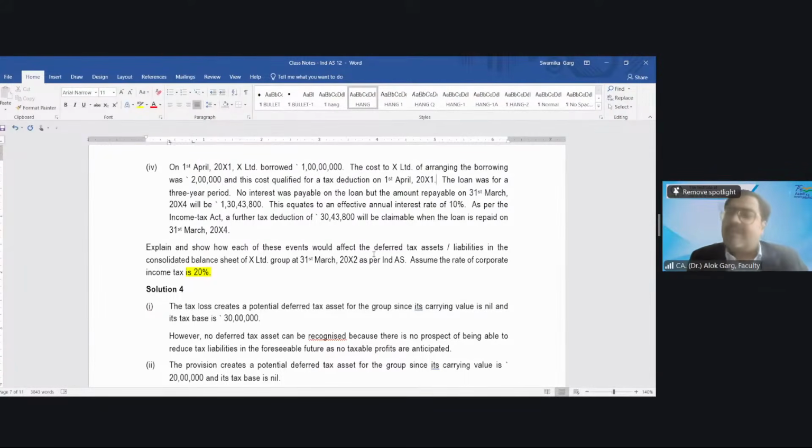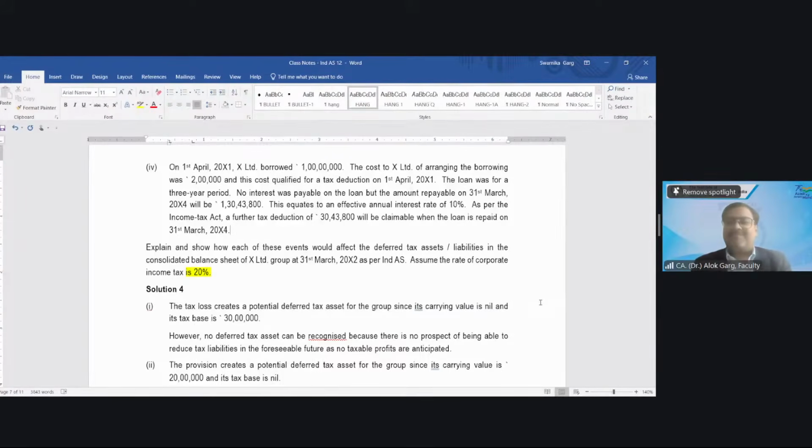So this 2 lakh rupee can be charged to P&L in income tax P&L. The income tax provision says that I will allow you this 2 lakh rupee of cost, like stamp duty or whatever cost you are incurring on arranging this loan. The loan was for a 3-year period. No interest was payable on the loan, but the amount repayable on 31st March 2004 will be 1 crore 30 lakh 43,800. This equates to an effective annual interest rate of 10%. As per the Income Tax Act, a further tax deduction of 34,3800 will be claimable when the loan is repaid on 31st March 2004.